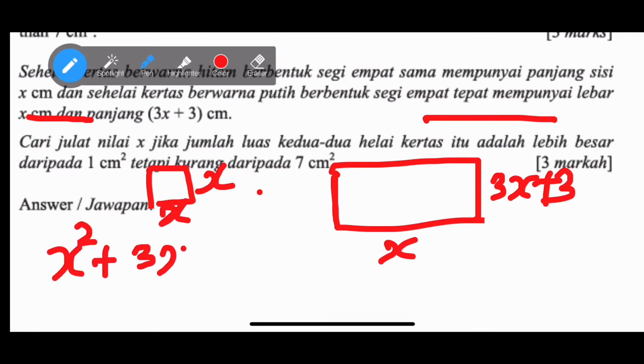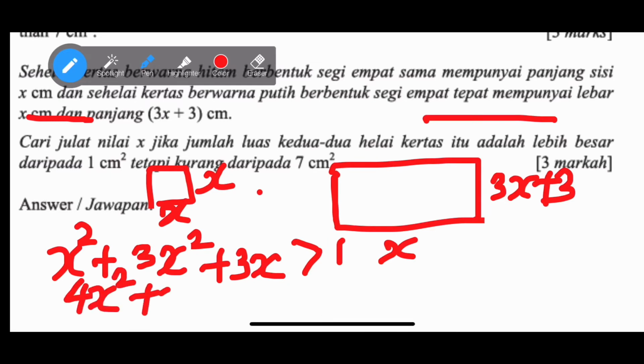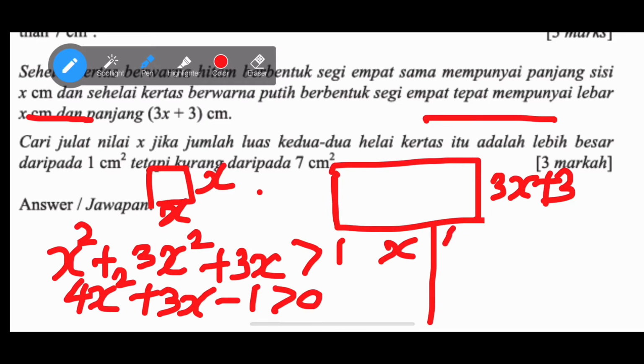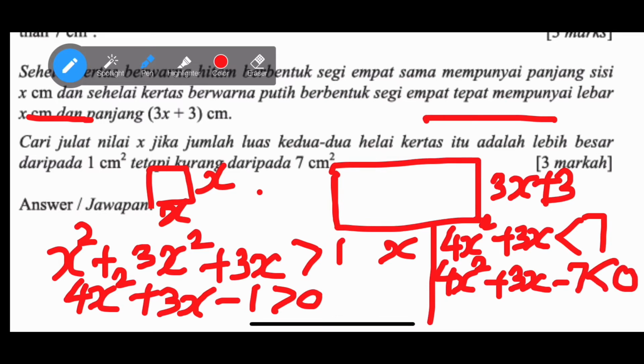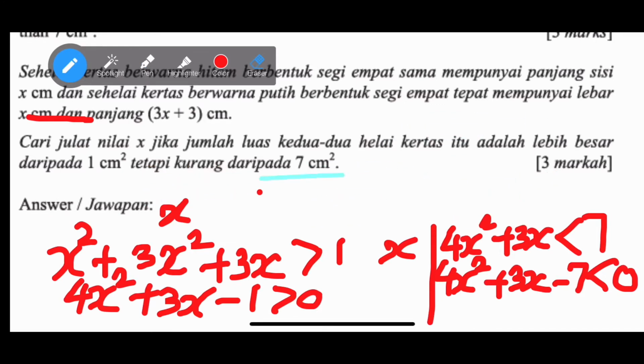Then we read the question about the total area. We find the area for the square, which is x squared, and the area for the rectangle, we need to do expansion, 3x squared plus 3x, must be greater than 1. Another one is the total area must be less than 7. So you find the total area first, 4x squared plus 3x after you simplify. It must be less than 7. Then you have to rearrange in general form, for both the first case and the second case.